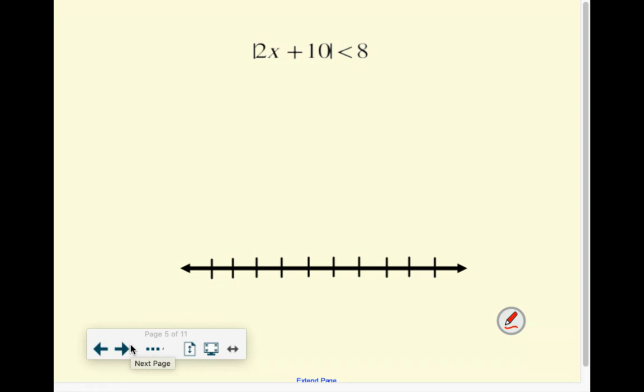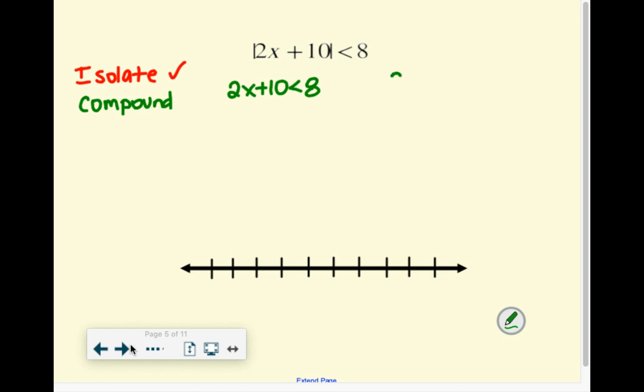We have the absolute value of 2x plus 10 is less than 8. Step 1 is to isolate. Is that absolute value by itself? Yes. Done. Then we need to split it up into two inequalities, and I'm just going to write compound. So I'm going to keep the same symbols and everything: 2x plus 10 is less than 8. And then I'm going to come over here and do 2x plus 10 is greater than negative 8.